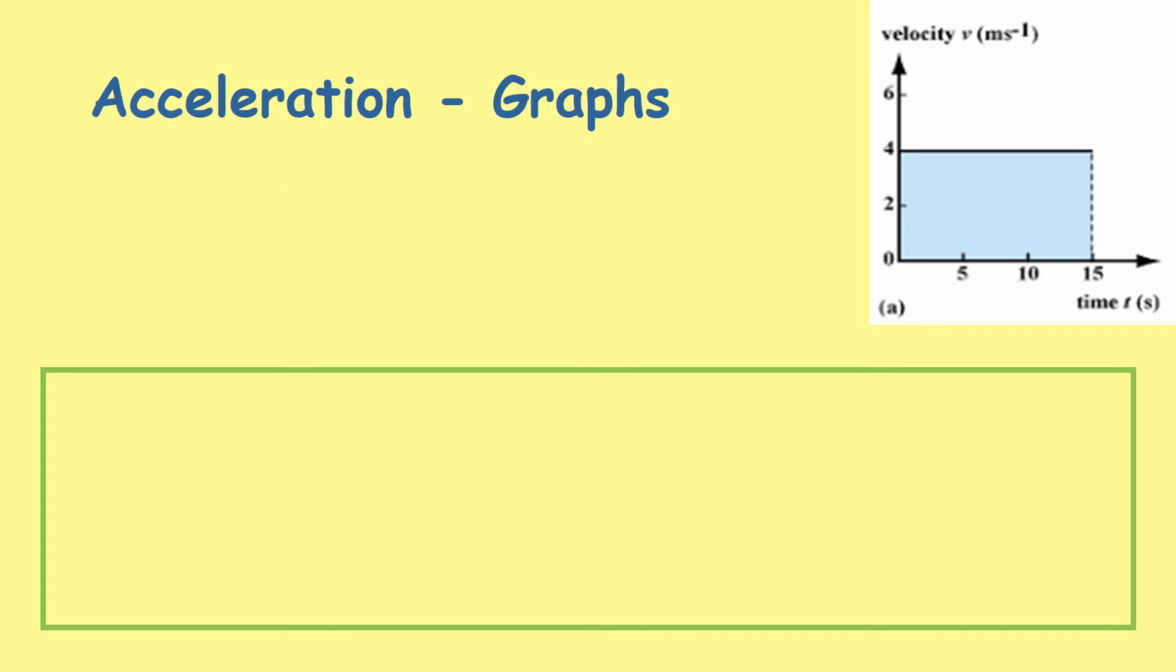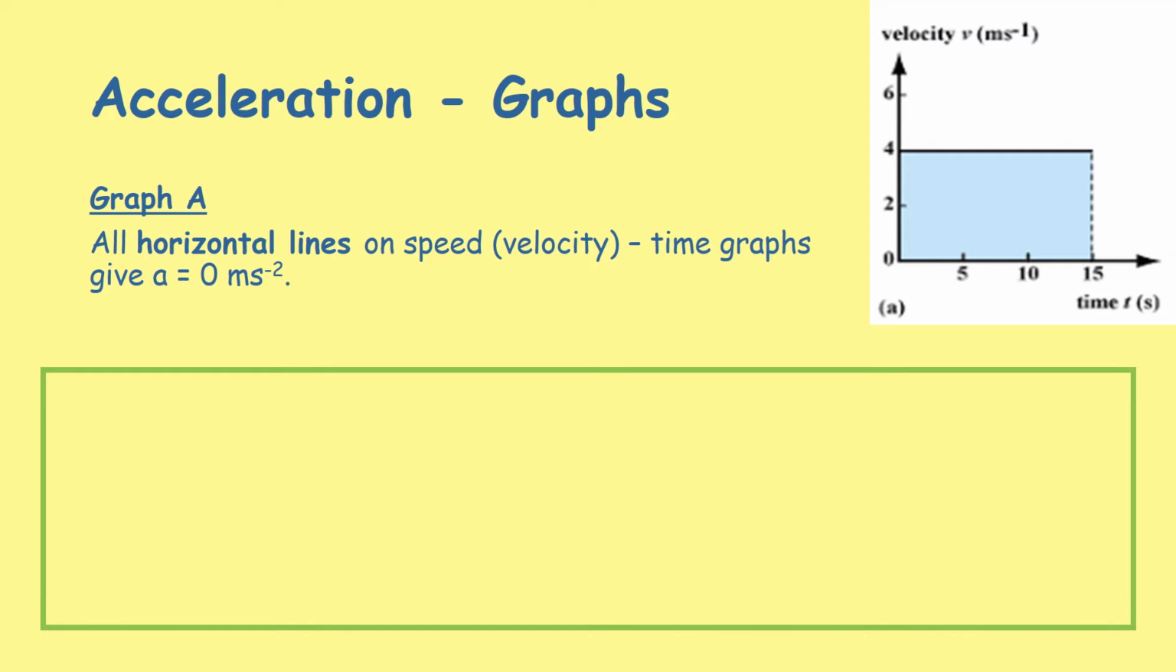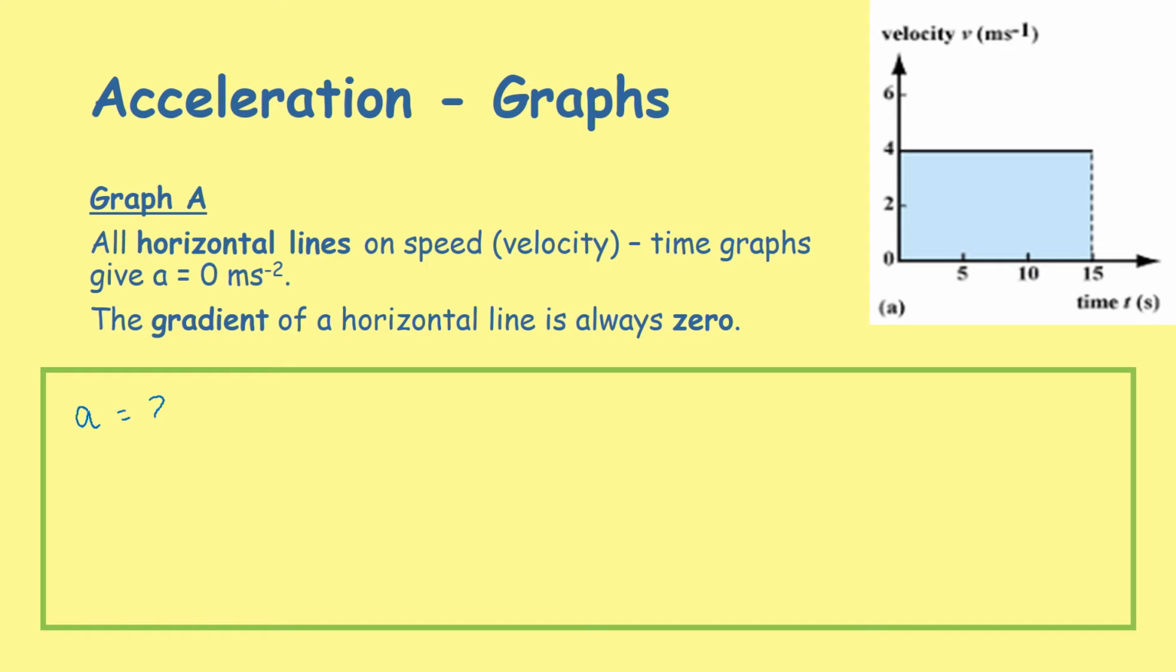First, let's look at graph A. All horizontal lines on speed-time graphs give an acceleration of 0 meters per second squared. The gradient of a horizontal line is always 0. Let's prove this for this graph. Our acceleration is what we want to calculate. We need our initial speed, our final speed, and our time. Looking at the graph, the initial speed is 4 meters per second. And looking at the graph again, our final speed at the end of the line is again 4 meters per second. This happens in a time of 15 seconds.